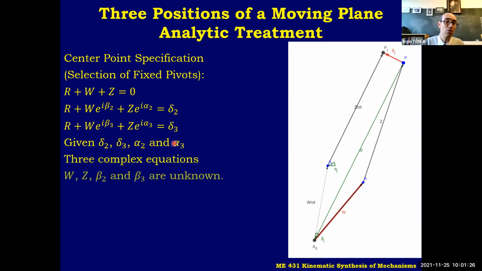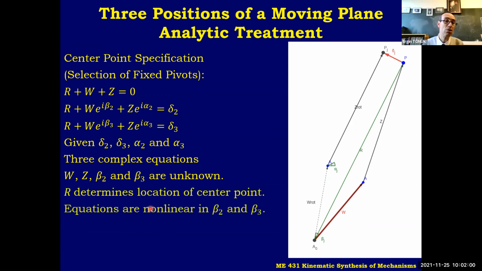Delta 2, delta 3, alpha 2, alpha 3 are again given because you know the motion of the plane. W and Z are not known. Beta 2, beta 3 are not known. These are the rotations of the crank. But you specify, as I said, R. That is, you select A0, but you can have a W and Z like this, or it could be like that. You don't know. You're trying to find it. And as I said, R determines the location of the center point, so you select it. You know it.